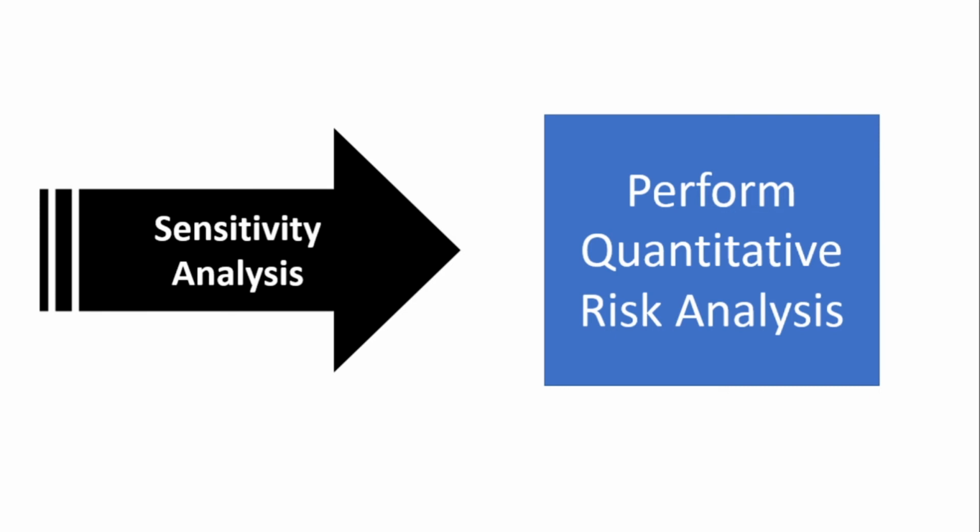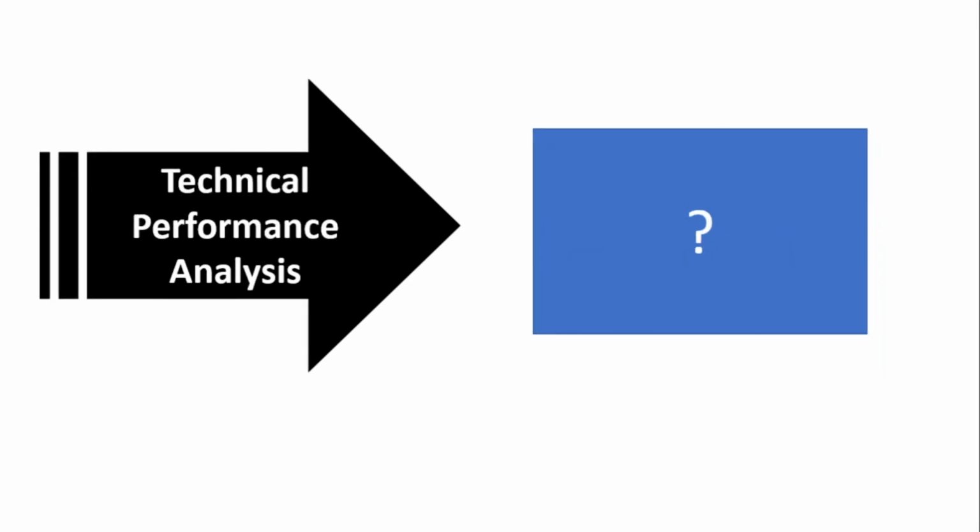Here is your next question. TPA, as I call it, technical performance analysis, is a tool and technique used in which process? 10 seconds.